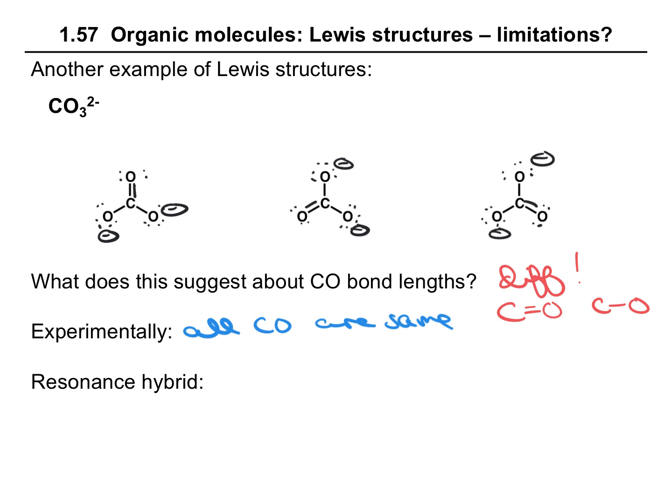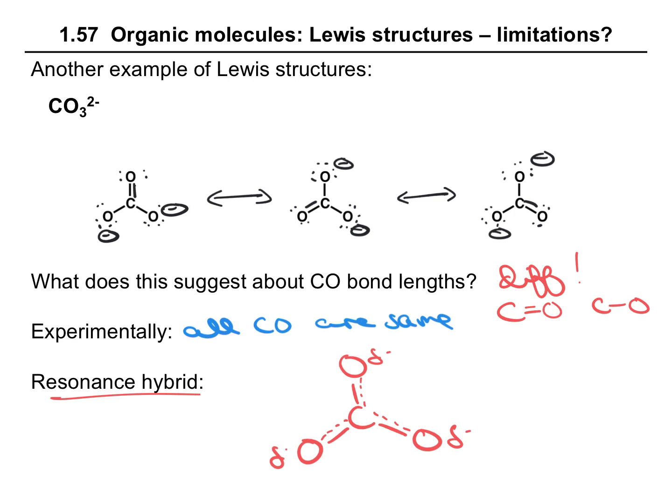So rather than just having this structure written, this structure written, this structure written, we would connect them by a resonance arrow. And this says that these are different resonance contributors, and therefore what actually exists will be the resonance hybrid. And that will have the three bonds to oxygen as well as partial double bonds between the carbon and the oxygen. There will be a partial negative, and partial negative.